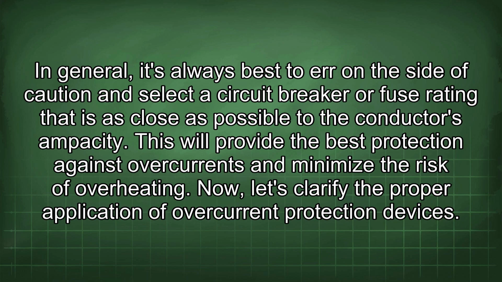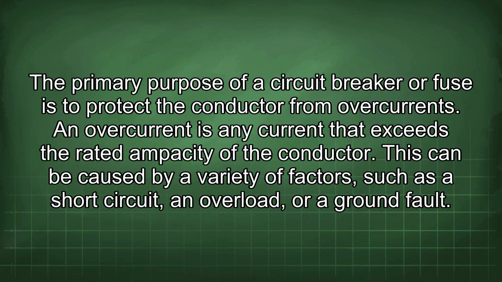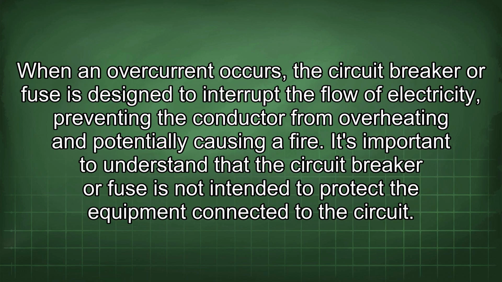Now, let's clarify the proper application of overcurrent protection devices. The primary purpose of a circuit breaker or fuse is to protect the conductor from overcurrents. An overcurrent is any current that exceeds the rated ampacity of the conductor. This can be caused by a variety of factors, such as a short circuit, an overload, or a ground fault. When an overcurrent occurs, the circuit breaker or fuse is designed to interrupt the flow of electricity, preventing the conductor from overheating and potentially causing a fire.